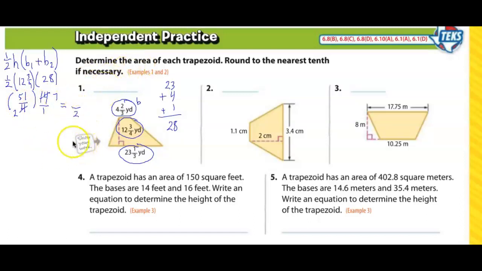So there's not a whole lot of space here. So I do think if you want to use notebook paper, you can, but I have to see a picture of that. So 51 times 7, 1 times 7 is 7, and 7 times 5 is 35. So I get 357, and I need to divide that by 2.